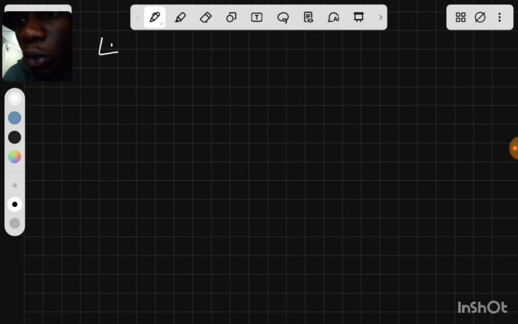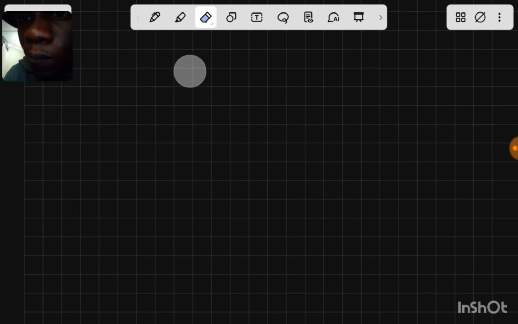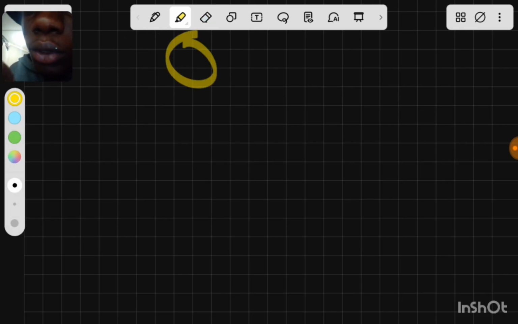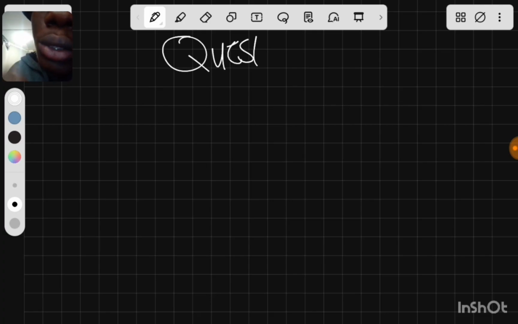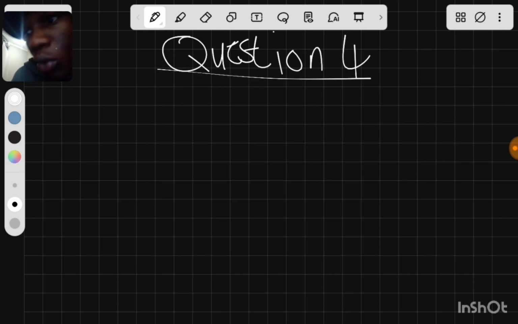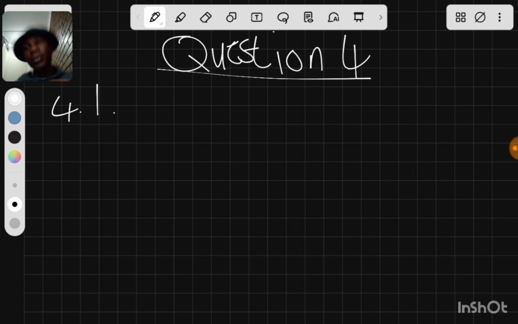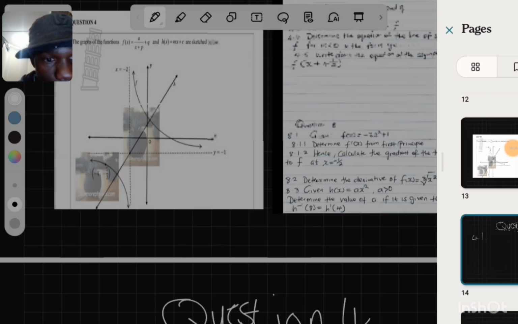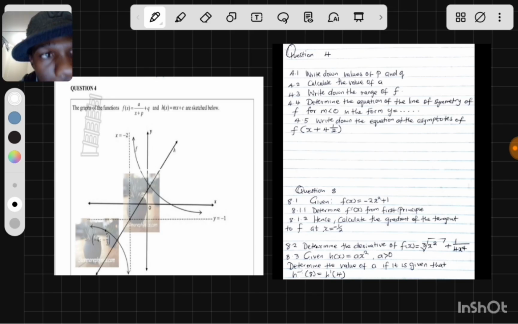Okay, it's question 4.1. So what does it say? It says write down a value of p and q. Okay, let's check. What is p? P is found at the denominator of the graph where there's x plus p. We can see then the q. So what is q? If you can recall, q is the y-intercept.